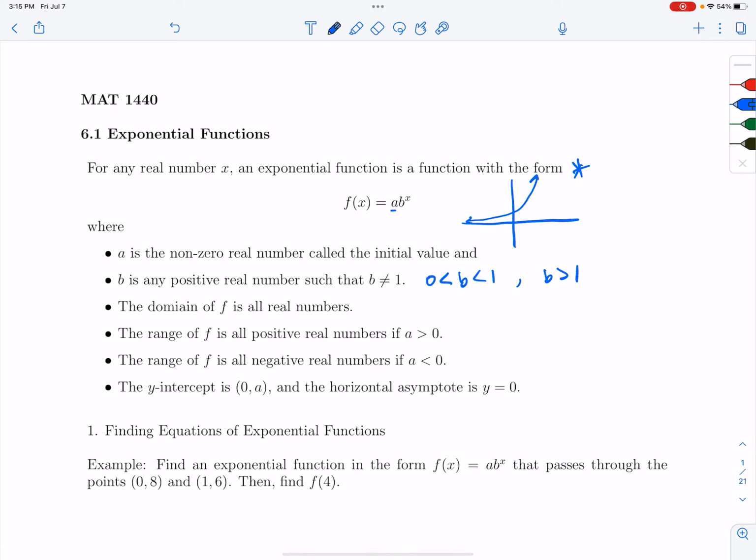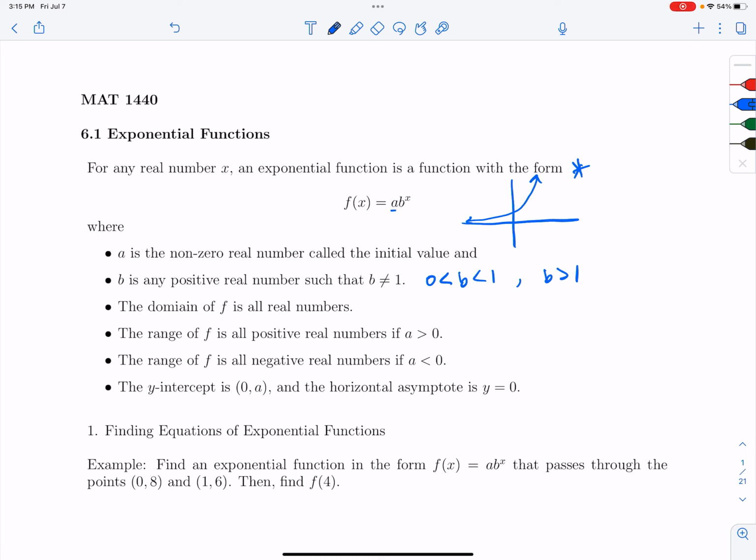We'll talk about this more in a later video, but the general graph looks like this. Sorry, that could be a positive, but that's not necessarily what I want to say. Let's just stop right there. So that's the parent function for ab raised to the x, and we'll see more how the transformations work in a later video.